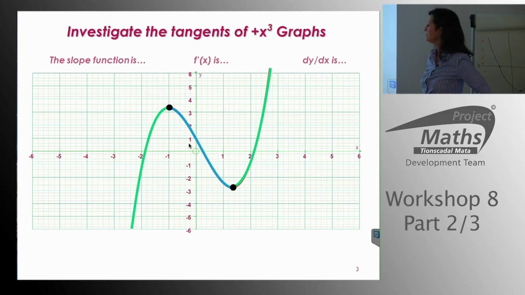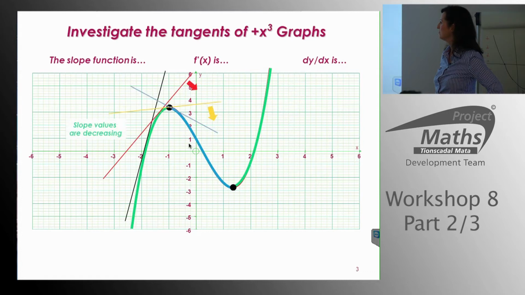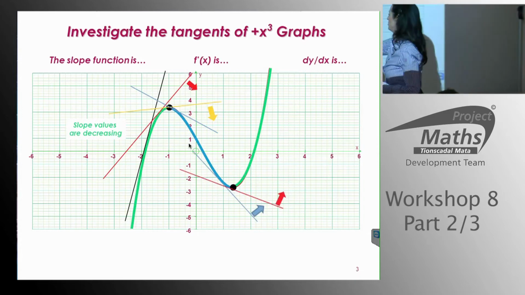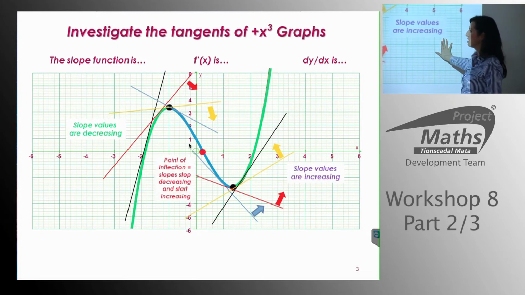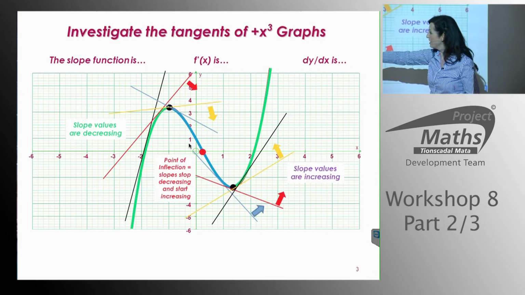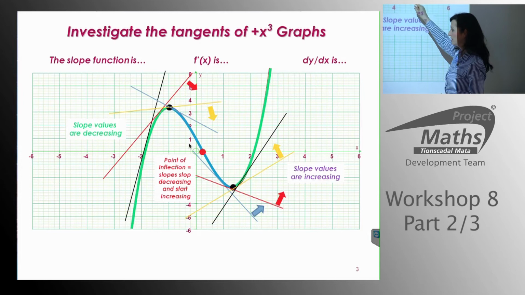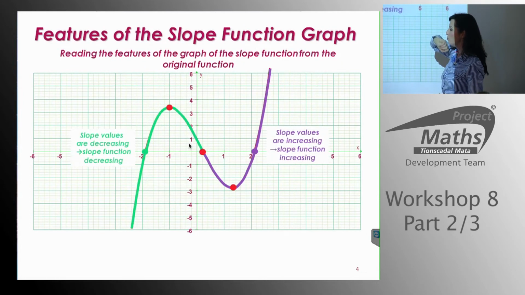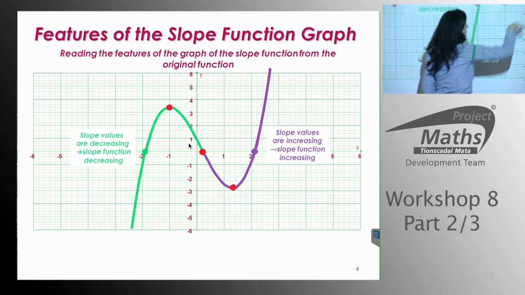Now, when we investigate the tangents, so we're looking for the slope function, I see my tangents are increasing all along there, aren't they? Slope values are decreasing. My slope values are decreasing, and then all around here in the bottom, my slope values are increasing. So my graph really is split up into two by this point of inflection. Before the point of inflection, all my slope values are decreasing. After my point of inflection, they're all increasing. So what that tells me is that my graph split up into two, decreasing and increasing.